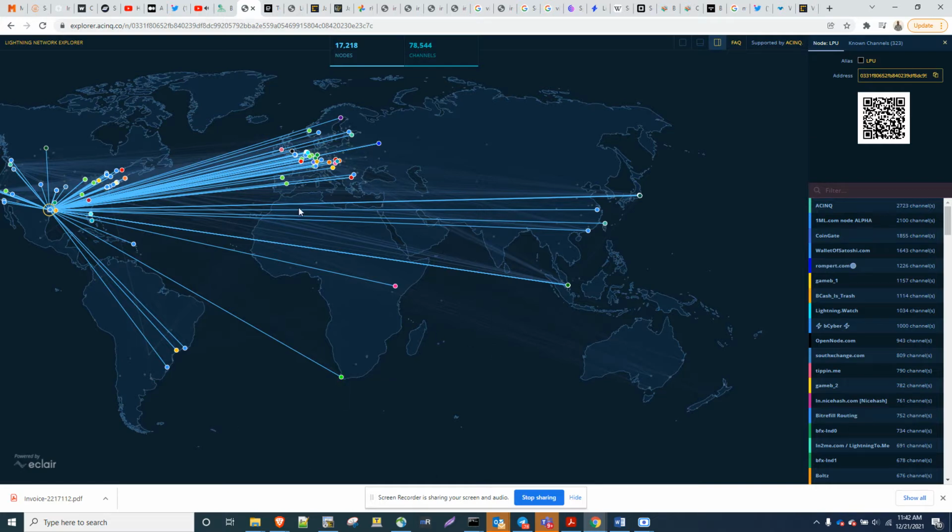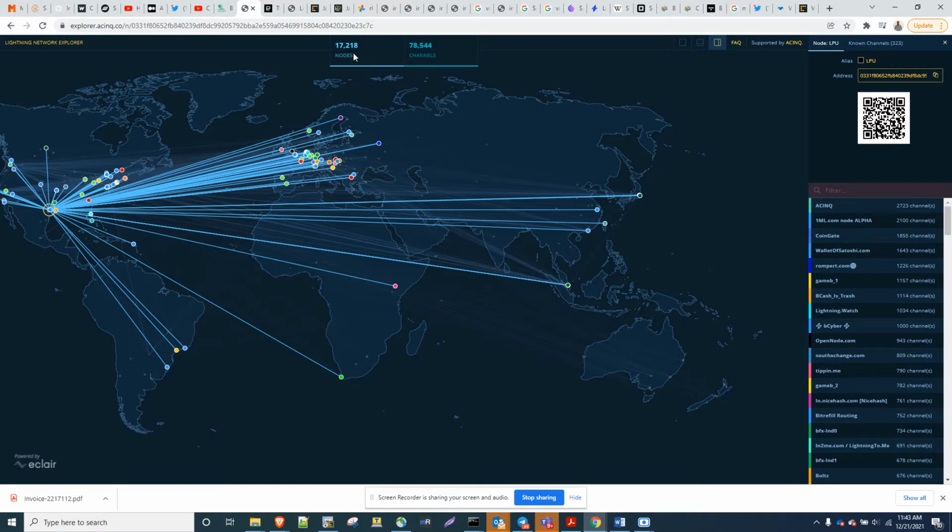So this is the Lightning Network. That's the global map of how the Lightning Network looks. It has 17,218 nodes, and it can be a little bit more than that. It also has 78,544 channels. The channels are what goes where. That's how the routing of the payments works. This is why we say it is decentralized, because you can go anywhere, anyhow, and reach your destination because of the channels on those nodes.